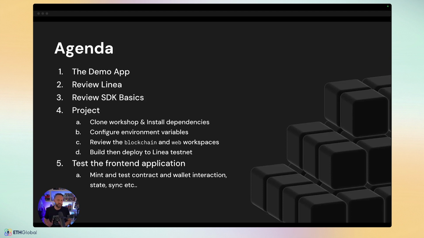So the basic agenda is that we're going to have a demo app that we're going to be looking at. We're going to review Linea. We're going to review the basics of the SDK and that project. When it gets to the demo part, we're going to clone down the workshop, install the dependencies, configure the environment variables, review the different workspaces in this mono repo that we have, and then we're going to build, deploy out to Linea, and then test our front-end application, make sure that we can mint the NFTs inside the application, and make sure that the interactions with wallet state and sync, etc. work.